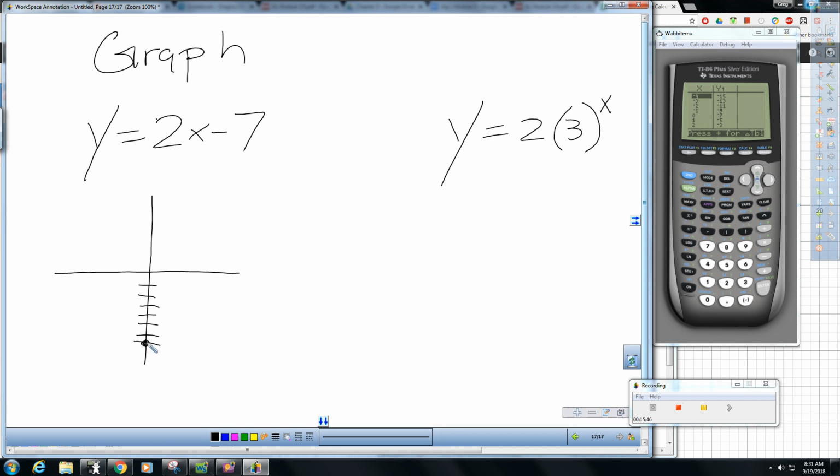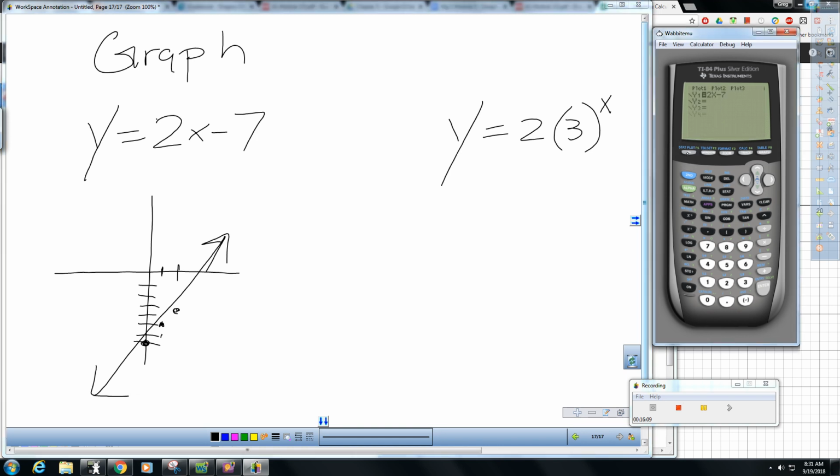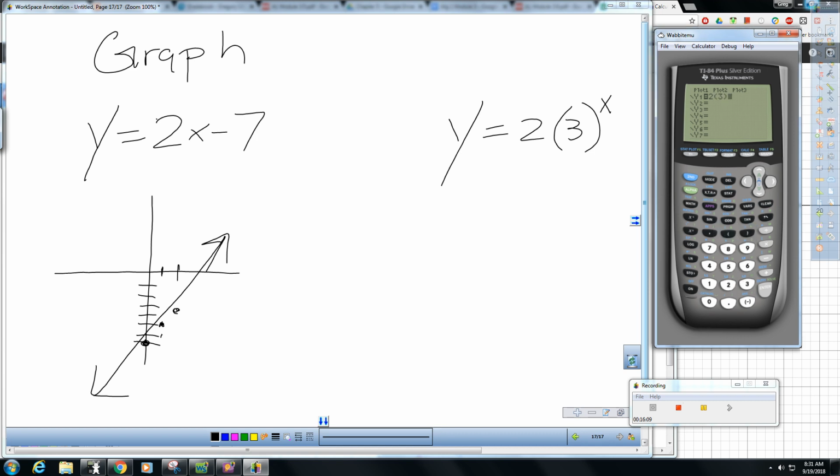What's 1? Does it say negative 5? 1 is negative 5. Whoops. 2 is negative 3. And so there's our line. Okay, on your test, you'll be more accurate than that. All right, now, so let's go back to my equation. Let's clear that one. Let's type in 2 times 3 to the power of x.